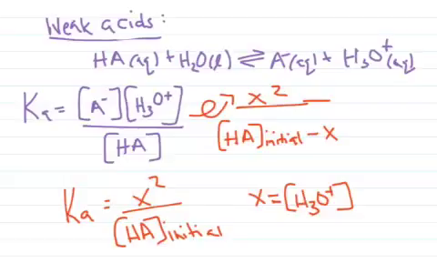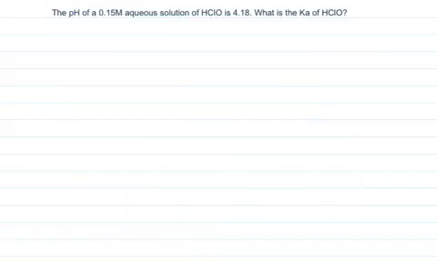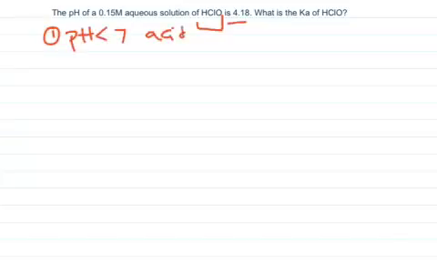Alright, so let's take a look at another problem. Given the pH of a 0.15 molar aqueous solution of HClO is 4.18, what is the Ka of HClO? The first thing I need to do is identify, is this an acid or a base? Because it has a pH that is less than 7, that means it's an acid. Second, is this weak or strong?